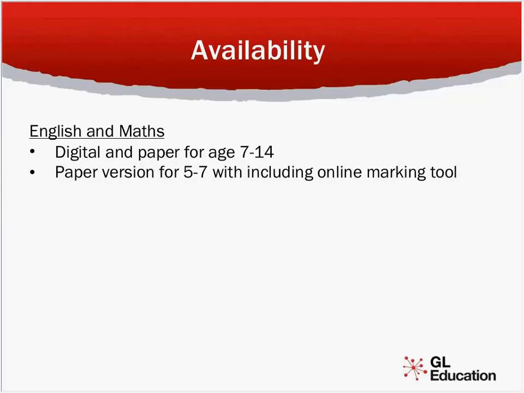So, a few logistics now. The availability does differ slightly depending on the subject. For English and maths, you can test digitally from age 7 to 14, so that's in UK years 2 to 9. However, for younger learners, you can purchase a paper version, and this includes access to our online marking tool so that you can mark the test yourself at school. Internationally, we do understand that age ranges may vary, and you may have a pupil a few months older or younger than their age equivalent year group in the UK. However, the full standardisation range does allow for a few months on either side, so we're very happy to talk that through with you further.